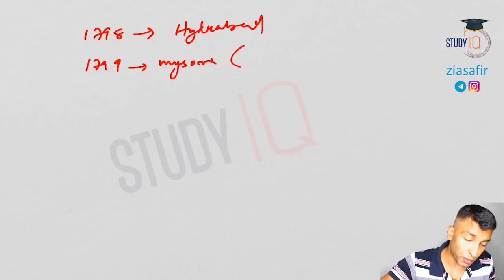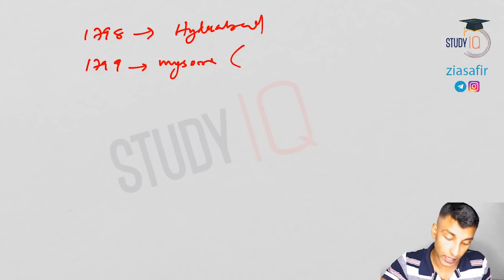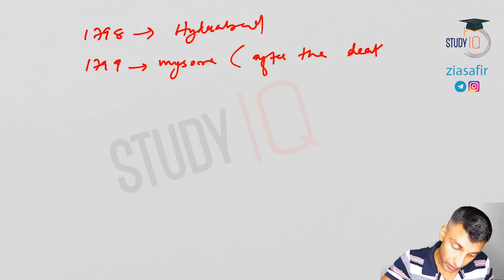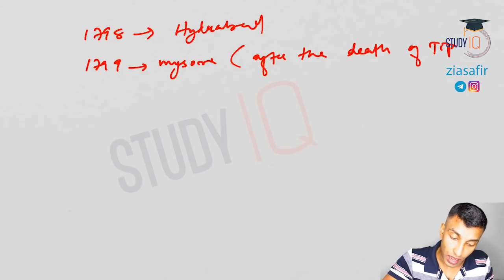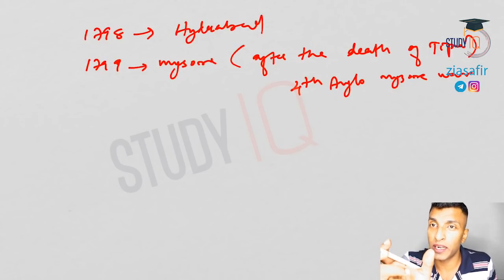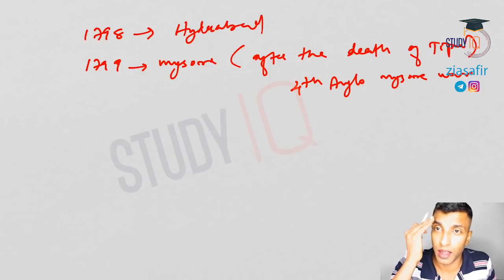So please note down this point. Mysore joined after the death of Tipu, after the fourth Anglo-Mysore War. And you also note down that statement which I've told you: it is an honorable death rather than a dishonorable pact. So you need to connect it with this pact. I'm telling you this again and again so that it will be printed in your mind.